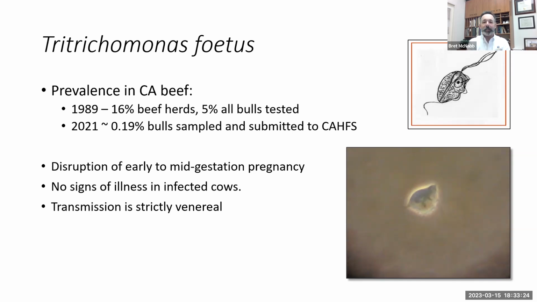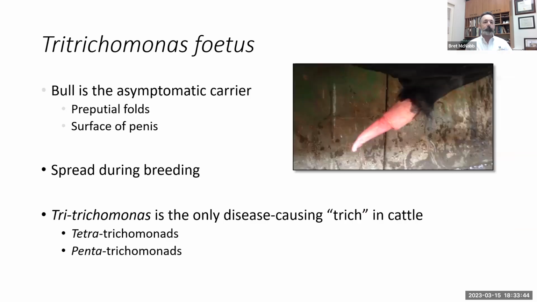So again, we often think of this as a venereal disease of bulls, which it is, but we're going to talk about the female aspect of it here. So again, disruption of very early to mid-gestation pregnancy, no signs of disease in the cow other than this, and venereal transmission. It really doesn't spread any other way. The bull carries it but doesn't show any symptoms, lives on the surface of the penis and the prepuce, just like Vibrio, very effectively spread during breeding to cause the problems.